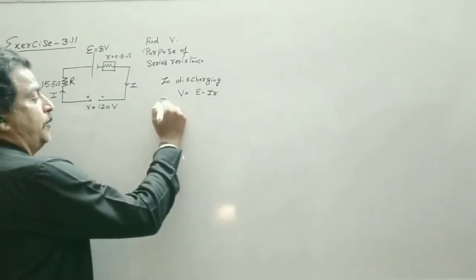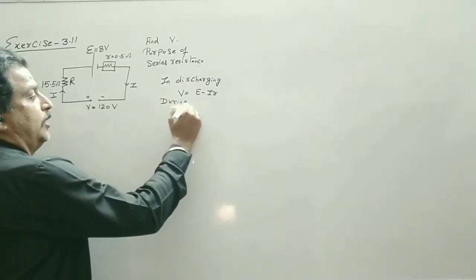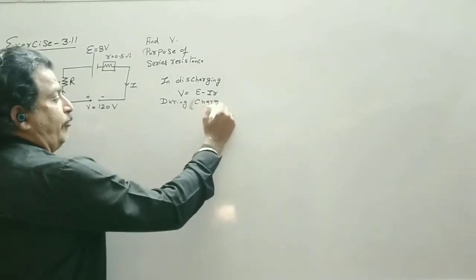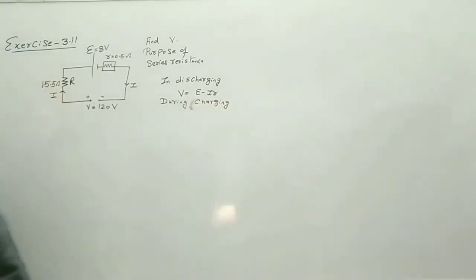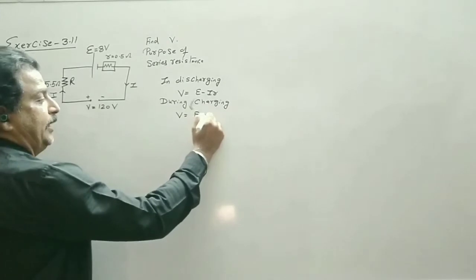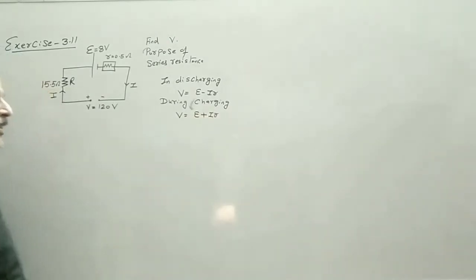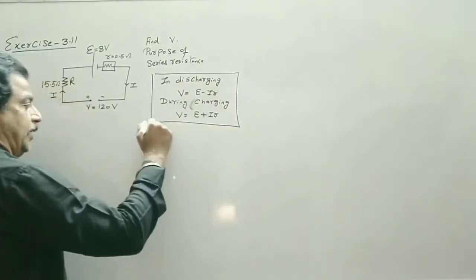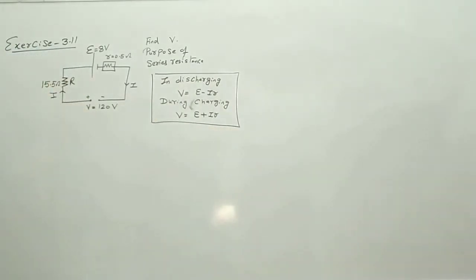But during the charging, the current is flowing through the cell which is to be charged. So the terminal potential difference V is equal to E plus Ir. This is the situation whether the battery is being charged or discharged.